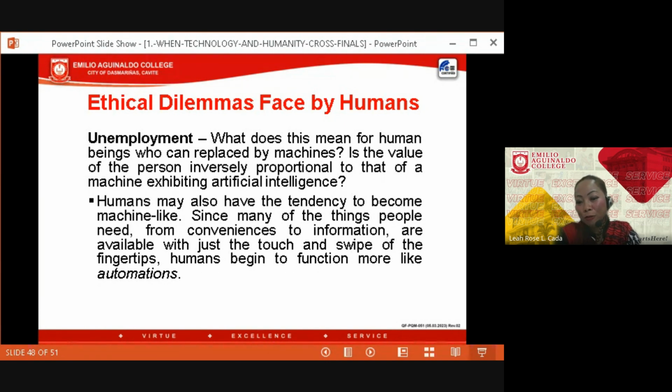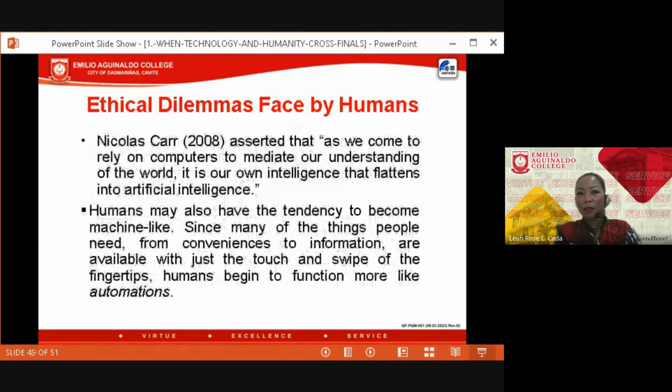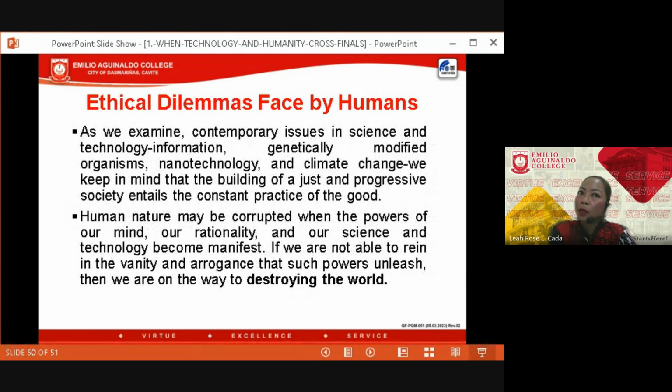So what does this tell? Are we the masters of technology or has technology mastered us? Now, Nicholas Carr in 2008 asserted that as we become more reliant on computers to mediate our understanding of the world, it is also our own intelligence that flattens out into artificial intelligence. Okay, so yeah. And when we examine certain contemporary issues in science and technology, especially on information, genetically modified organisms, nanotech, climate change, we have to keep in mind that the building of a just and progressive society entails the constant practice of the good.